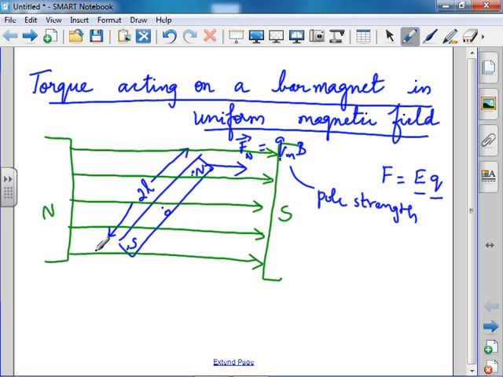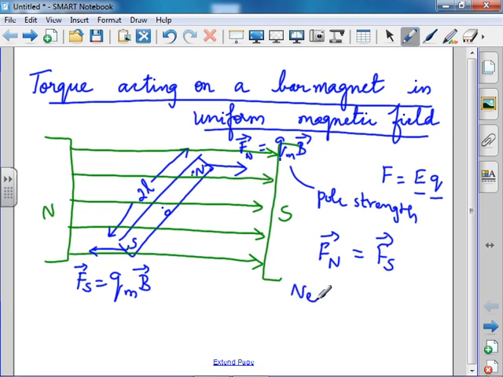Whereas the south pole experiences a force in the opposite direction and its magnitude is also similar to that of the north pole. So two forces are acting in the opposite direction. The net force is 0 because Fn is equal to Fs. Therefore, net force is equal to 0 because they are in the opposite direction. So, there is no translational motion at all.